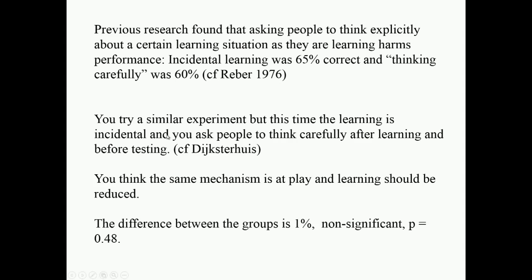So let's say one of my PhD students at the time, Andy Neeler, did this. He said, okay, we'll do what Reber did, similar, but we'll ask people to consciously think about the rules after the learning, not during the learning. Reber did it during the learning, but we do it after the learning, before the test. It's a very similar manipulation, and you think probably same mechanisms at play. You get a difference between the groups, 1%. Okay, and it's non-significant. P equals 0.48.